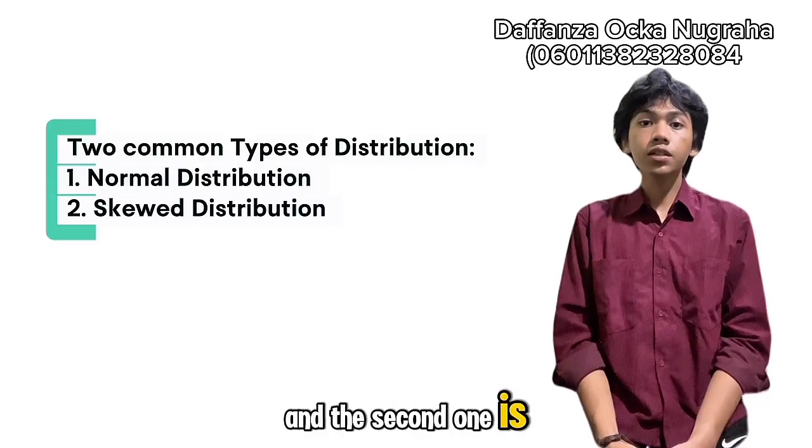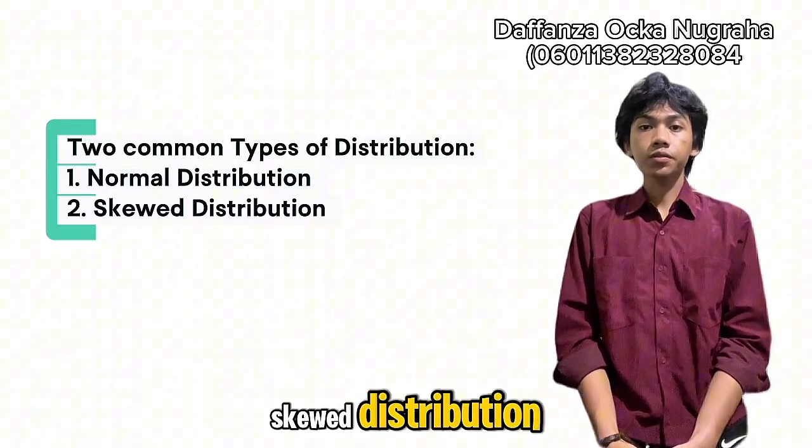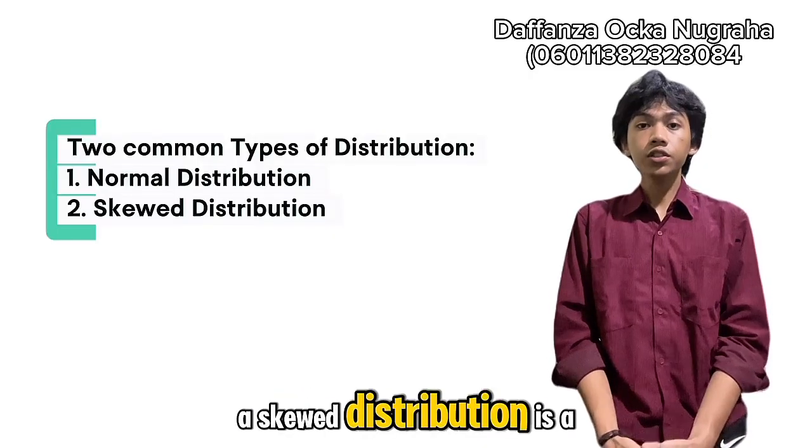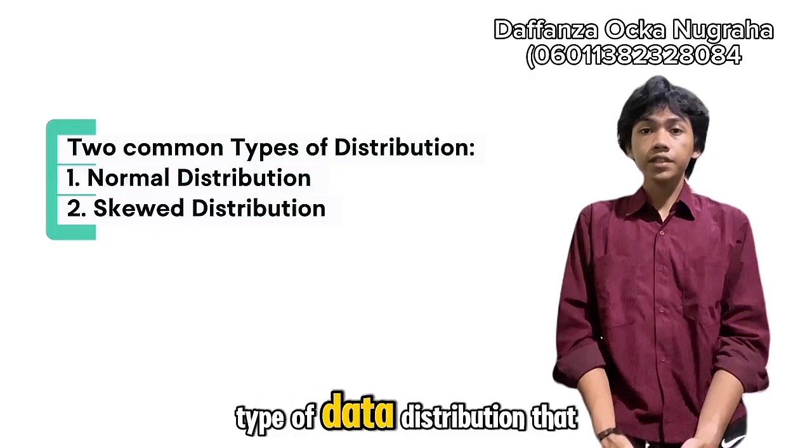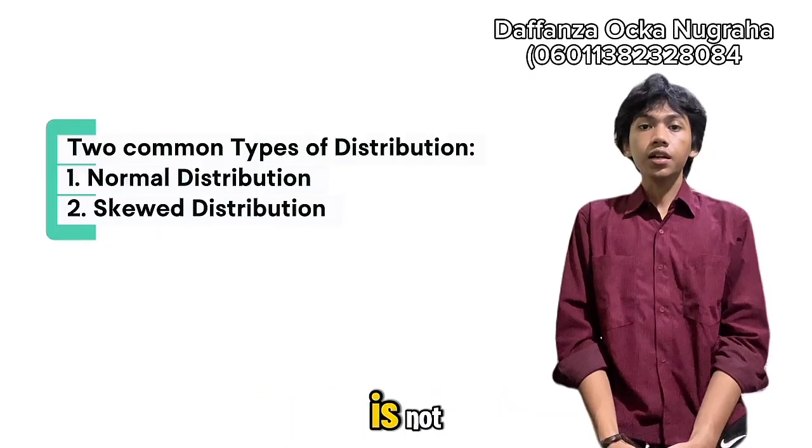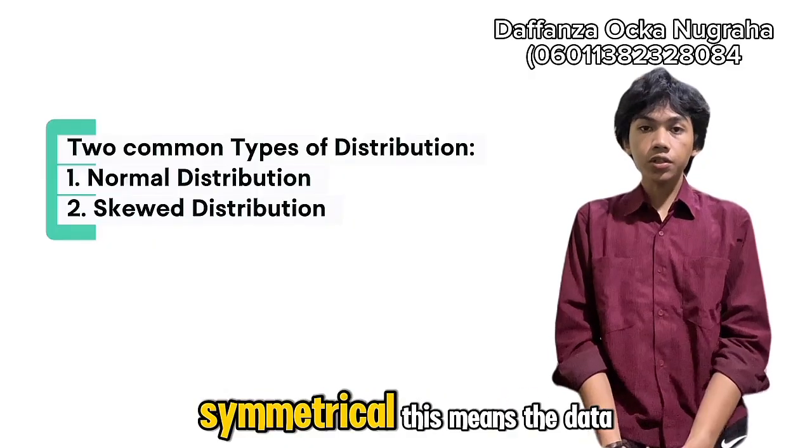And the second one is skewed distribution. A skewed distribution is a type of data distribution that is not symmetrical.